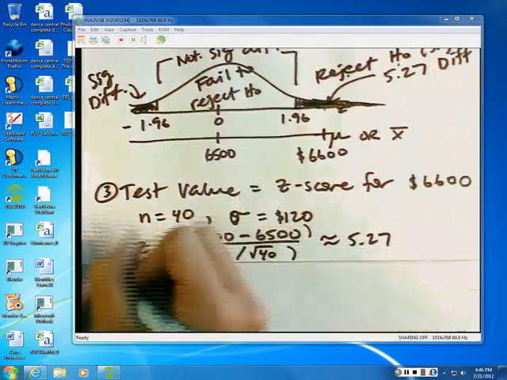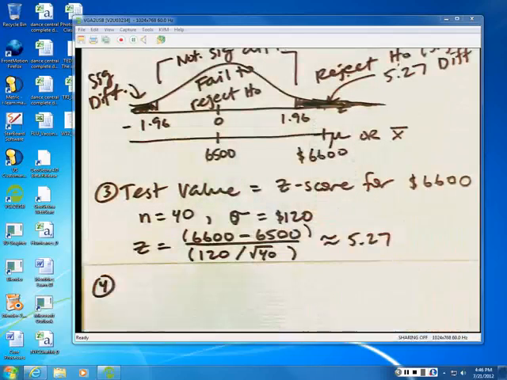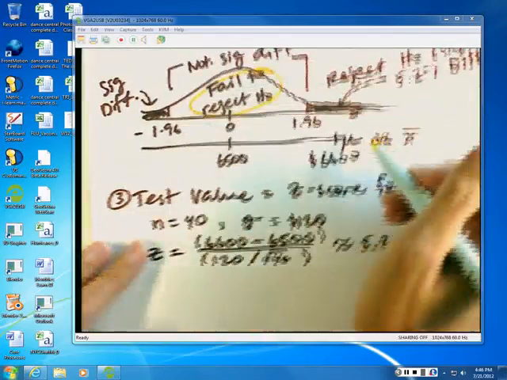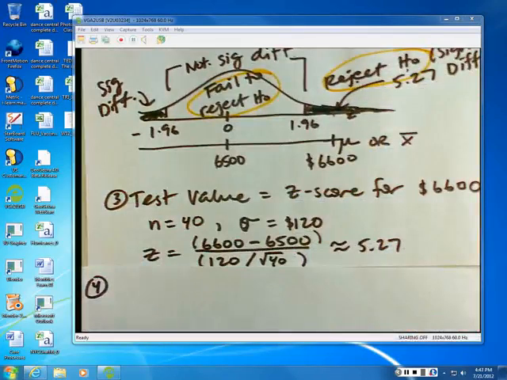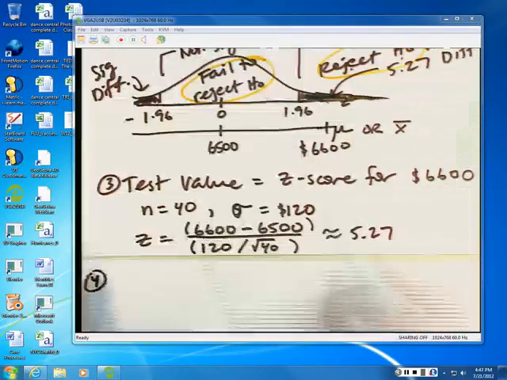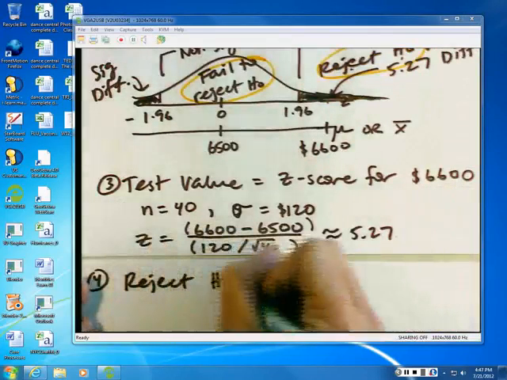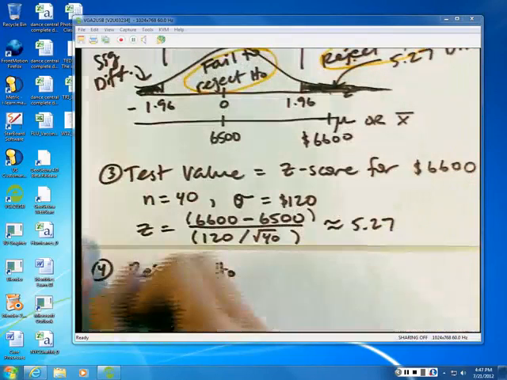Okay, number 4. For number 4, we only have one of 2 answers. This is our decision. We're either going to fail to reject, which we don't in this case, or reject. You have a 50-50 shot. If you got everything else wrong in the whole entire hypothesis test, you can at least guess down here. So here, we're going to reject the null hypothesis. That's all. That's number 4. It's called the decision.